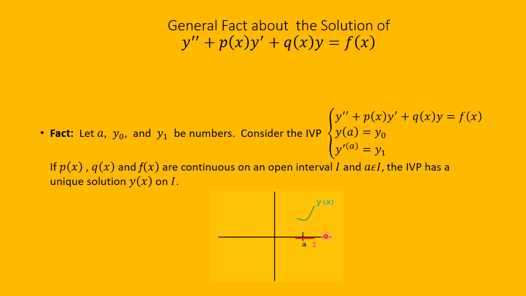It's represented schematically like this. On the x-axis, here's the number a. There is some interval I here containing a, such that this problem, this initial value problem, has a solution, and it is a unique solution.